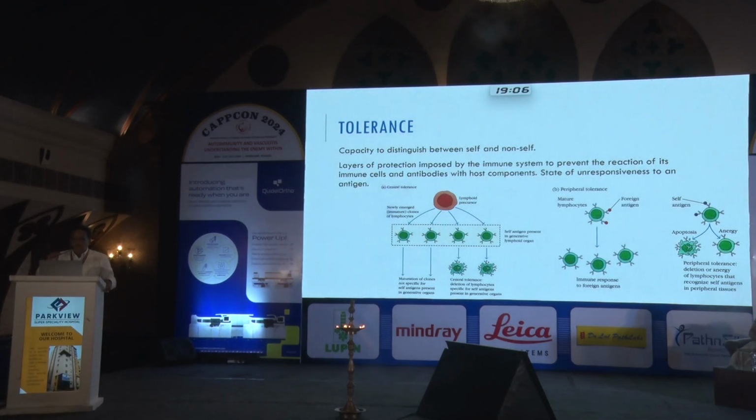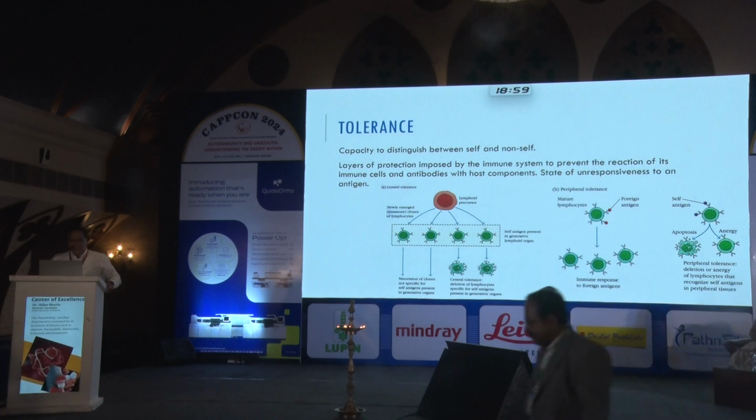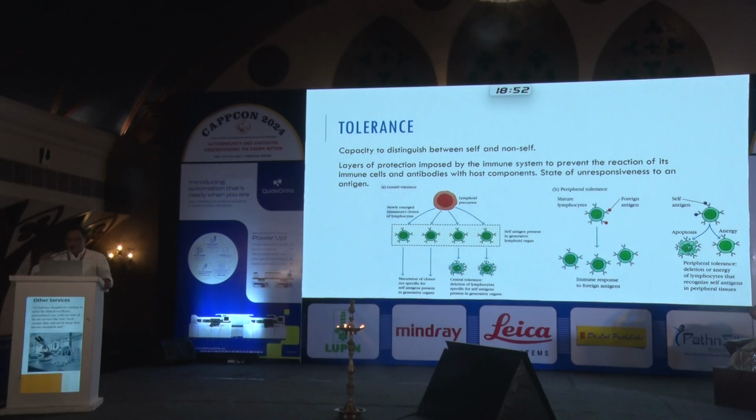So before understanding autoimmunity, we have to understand what is tolerance. So tolerance is basically the capacity of our immune system to distinguish between self and non-self. And there are various mechanisms of tolerance, various layers of protection which prevent our immune system reacting against our own host cell components. So it's a state of unresponsiveness to self-antigens. And there are the central and peripheral tolerance mechanisms that we all know.